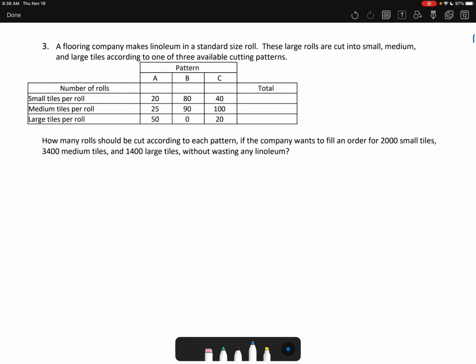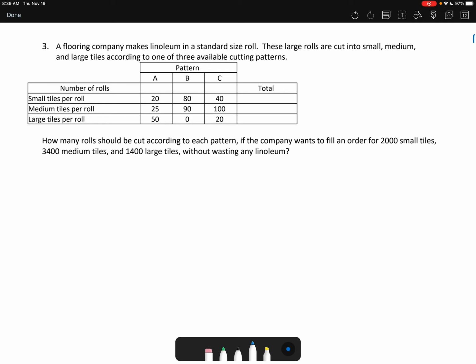Okay, let's do some more applications of these linear systems. Now this one's nice because they've already set it up in a table for us. This is a flooring company making linoleum in a standard size roll. These rolls are then cut into small, medium, and large tiles according to one of 3 available cutting patterns. So they've already put the patterns across the top and the number of rolls down the side in a column and organized the information here.